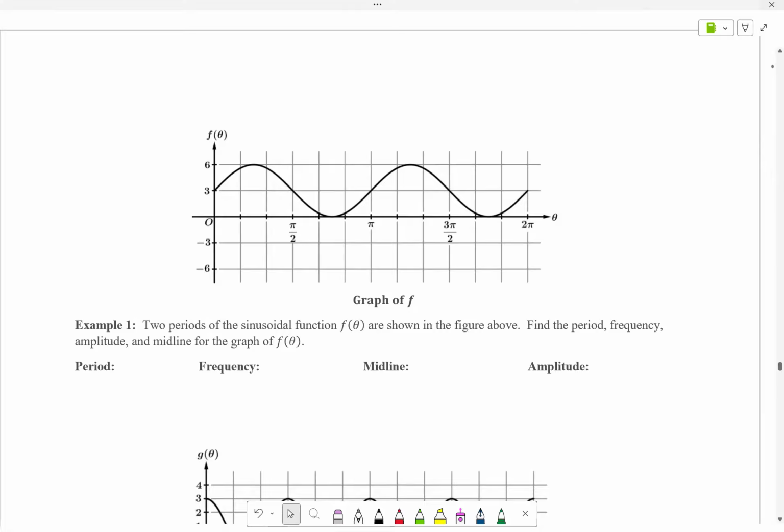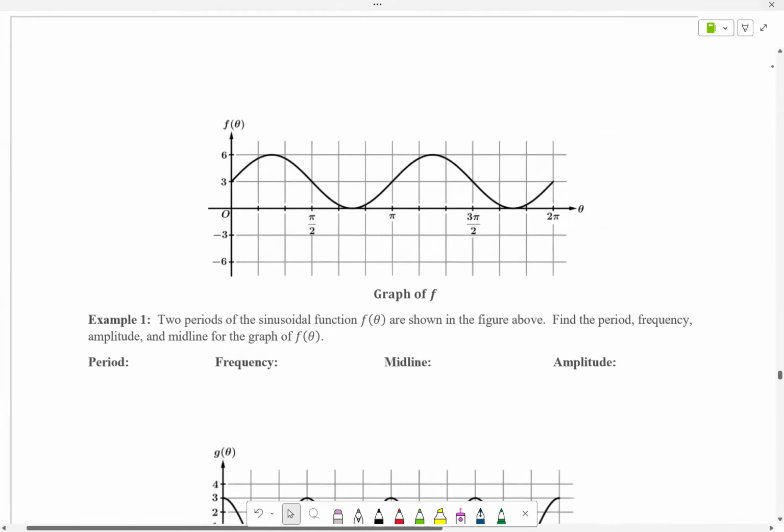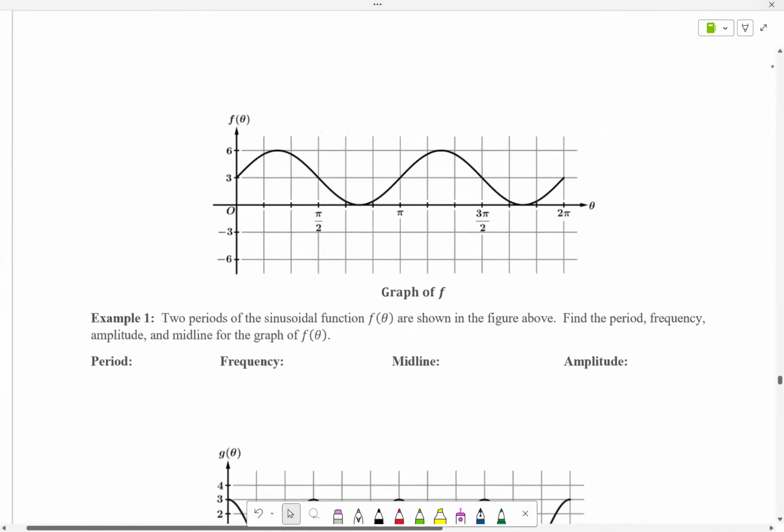So we have 2 pi here, and we have pi and a half. So period is pi. Frequency. Period is midline. Wait, period is pi. Yes, it is.